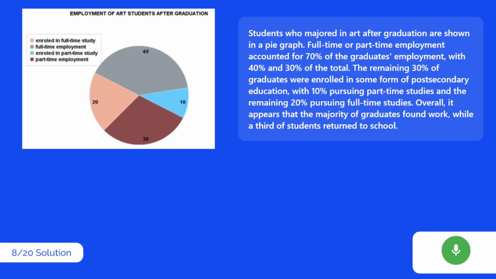Students who majored in art after graduation are shown in a pie graph. Full-time or part-time employment accounted for 70% of the graduates' employment, with 40% and 30% of the total. The remaining 30% of graduates were enrolled in some form of post-secondary education, with 10% pursuing part-time studies and the remaining 20% pursuing full-time studies. Overall, it appears that the majority of graduates found work, while a third of students returned to school.